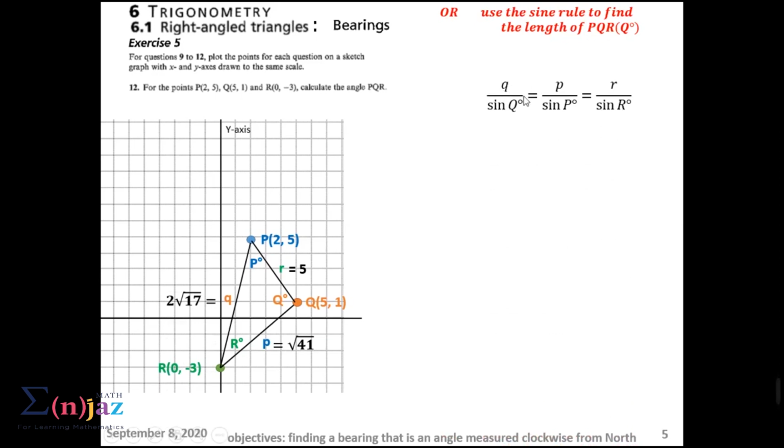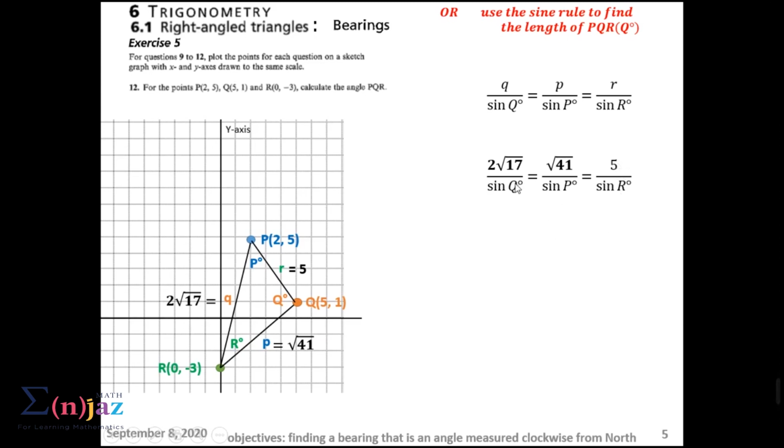Q, the length of the side, over sine of Q is equal to the second fraction, the length of side P over sine of angle P, is equal to the third fraction, the length of side R over sine of angle R. Now if we substitute, the length of Q is 2 square root of 17 over sine Q. The length of P is square root of 41 over sine P. And then the length of R is 5 over sine R.